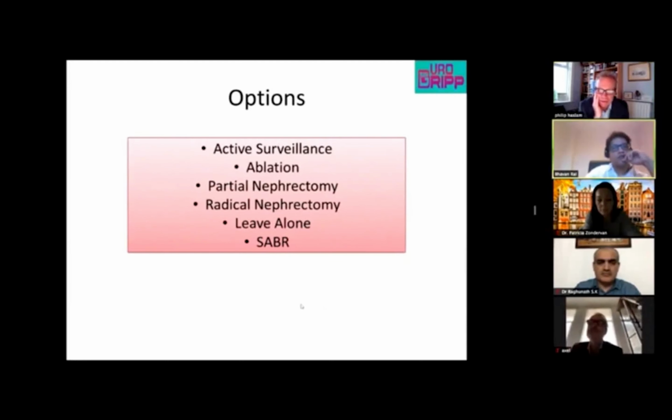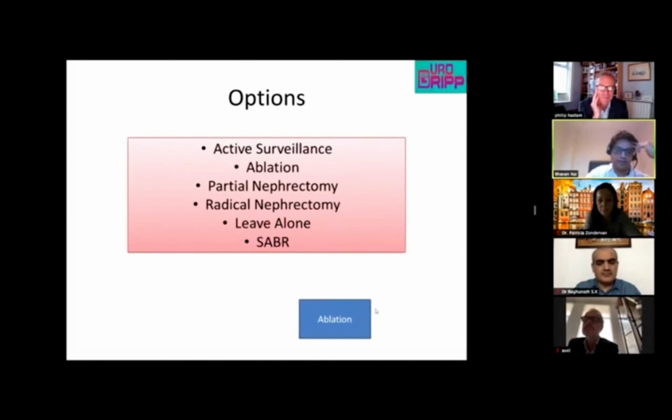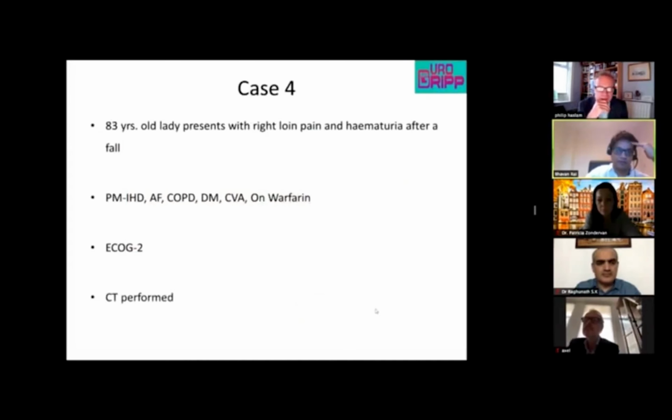So in this patient, we discussed options. She was a bit anxious, and we therefore proceeded with ablation. And now I'd like to put the final case on for the day.